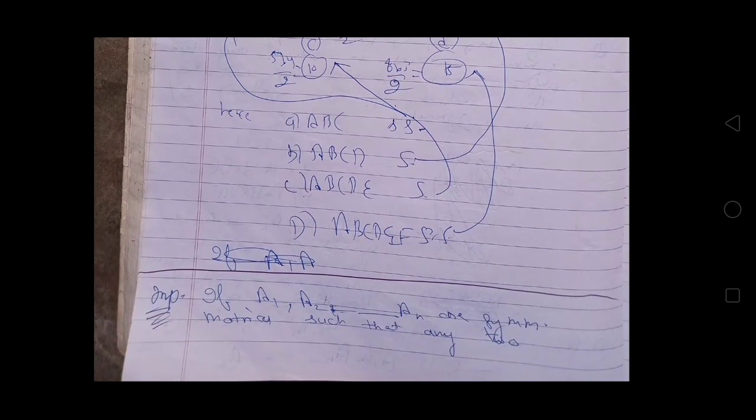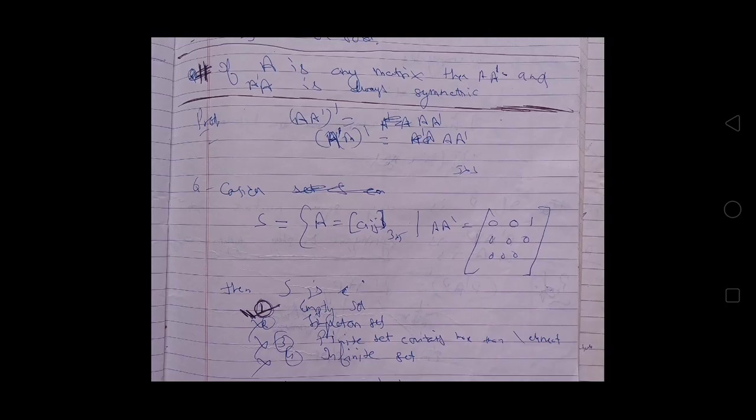If A is any matrix, then A into transpose of A and transpose of A into A is always symmetric. Now see this proof. Transpose of A into transpose of A will be equal to A into transpose of A, and transpose of A dash into A will be equal to A into transpose of A.